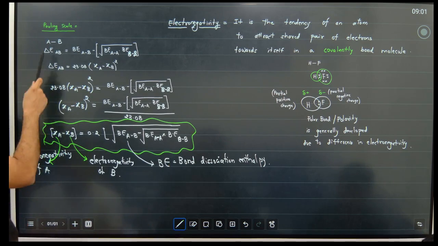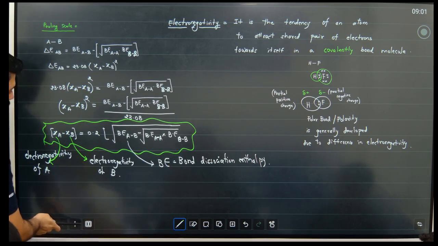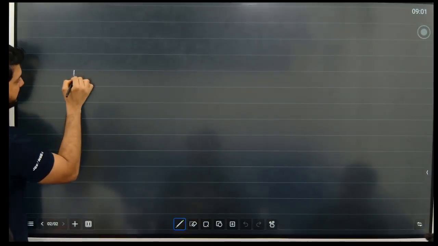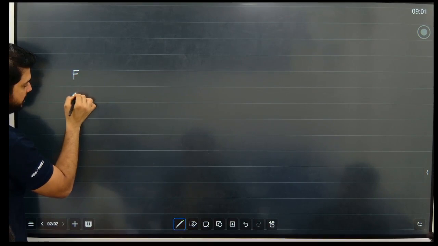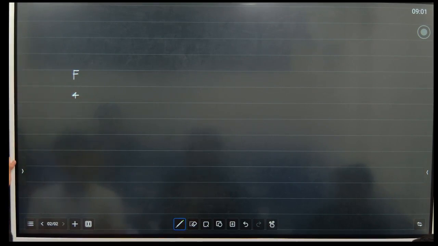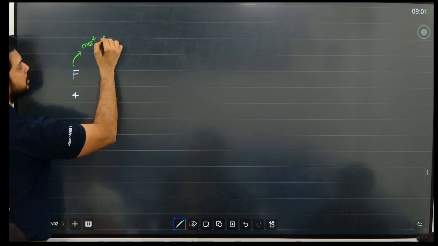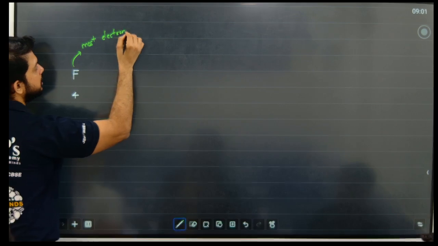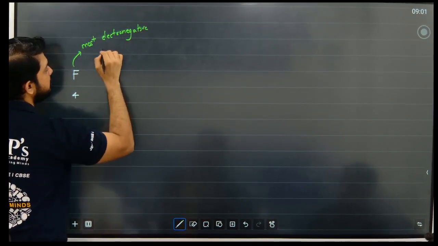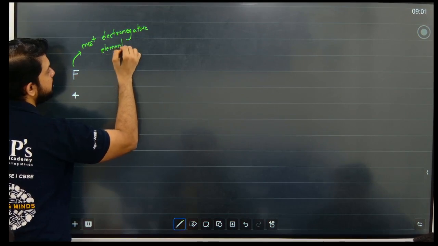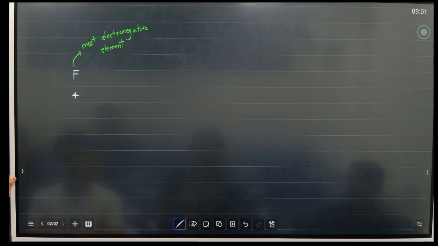ठीक है. Now, when you substitute values in these, what we get is, and he also arbitrarily gave fluorine the highest electronegativity value. Fluorine is the most electronegative element in the periodic table. I repeat, it is the most electronegative element in the periodic table, और उसका Pauling scale value is 4. Now you may not remember the values, it's okay. Value आपको याद रखना जरूरी नहीं है.